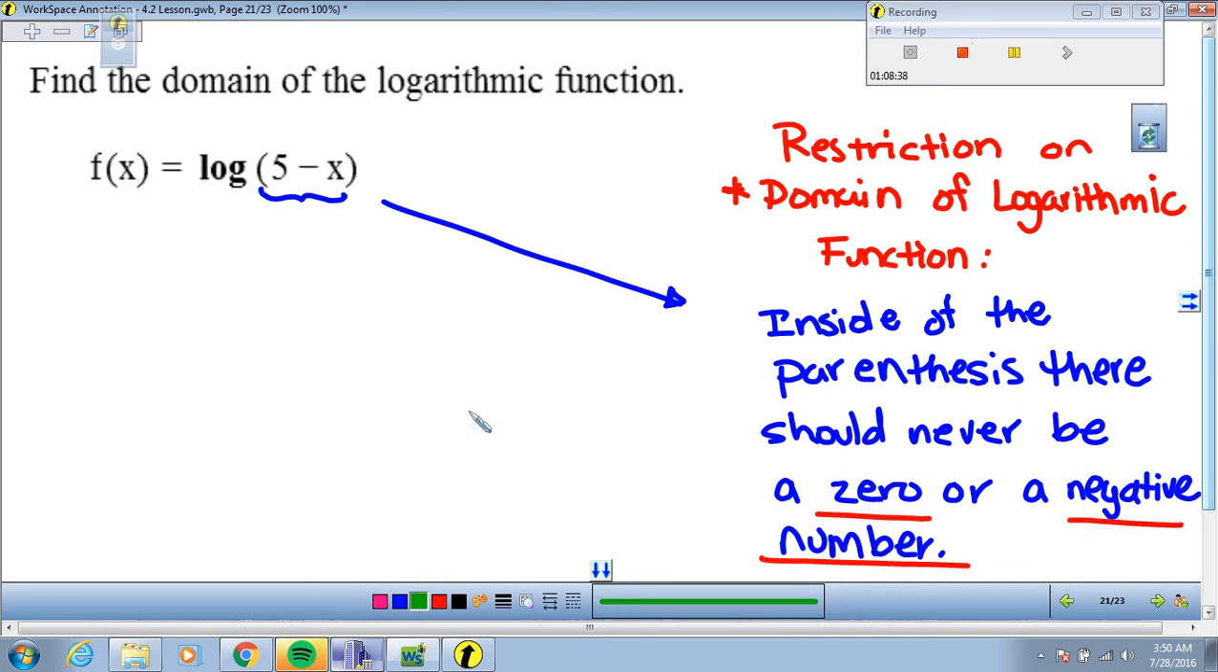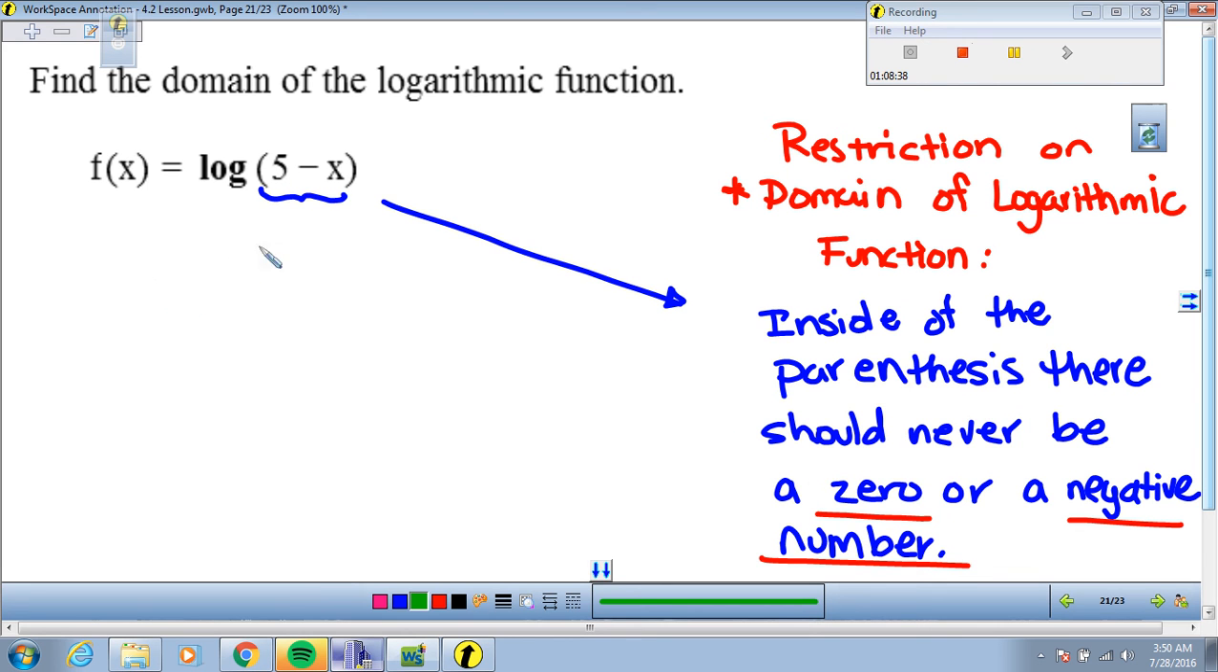How can we find the domain then? Knowing that those are the only kind of numbers that we cannot have, it means that the inside of the parentheses has to be only positive numbers. It could be fractions, decimals, or integers. Doesn't matter, as long as it is not the number 0 or any negative number. I'm not saying that I cannot substitute a negative number or a 0 into this x. I'm saying that after I substitute something, I don't want this to be a 0 or a negative value.